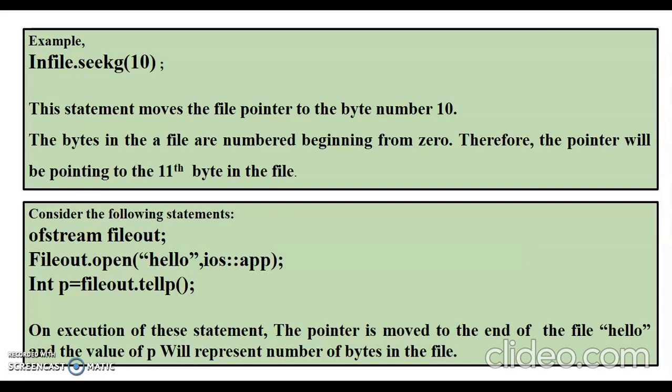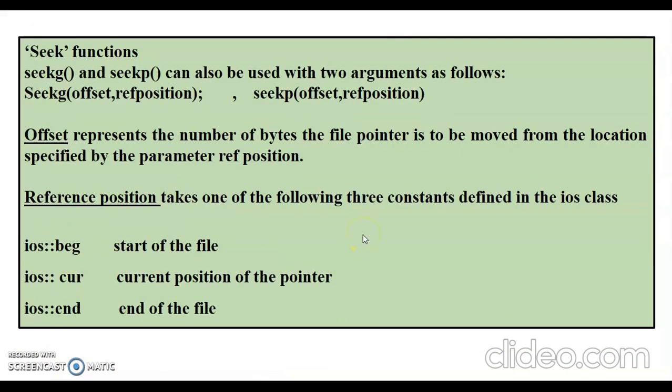So we have one function, that is the tell function. The tell function gives us the location of your pointer. If we say fileout.tellp(), it will give us the number of the last byte. Because we opened the file in append mode, your output pointer will be at the end of the file. So in this way you can know how many bytes there are in your file. This p will store the number of bytes. On the execution of this statement, the pointer is moved to the end of the file hello, and the value p will represent the number of bytes in the file.